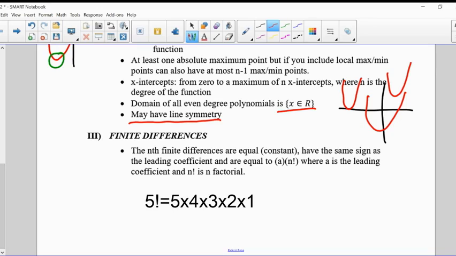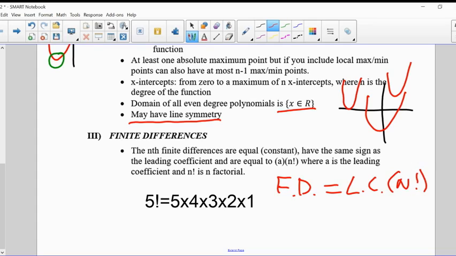But it says the nth finite differences are equal or a constant when they have the same sign as the leading coefficient and are equal to a times n factorial, where a is the leading coefficient and n is the degree. So this is the formula that you're going to be using in a little while. The finite difference, and I'll explain what that means in a little while, is equal to the LC, leading coefficient, multiplied by n factorial.